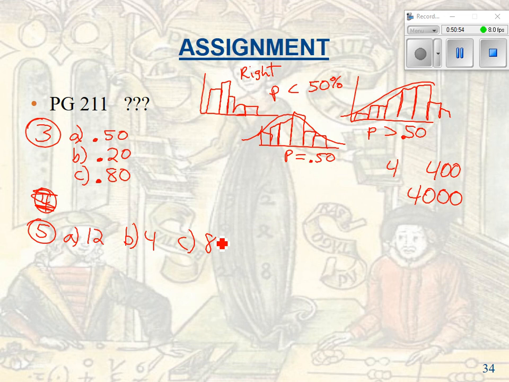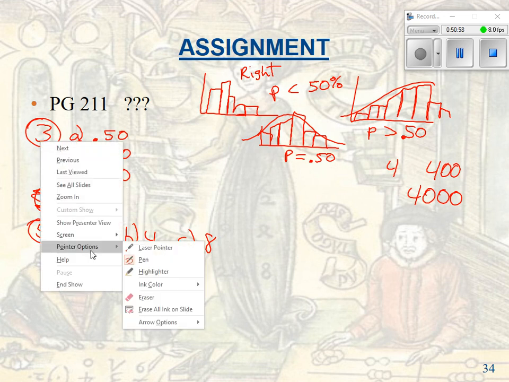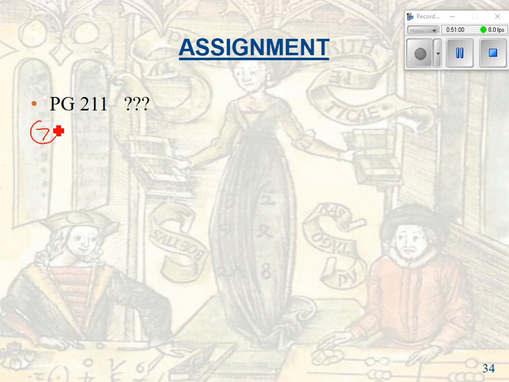Number 7. Are you serious? You gotta switch back. Probably get a paper. On number 7, it says in each graph, which things are unusual. Remember, what's considered unusual? Less than what? Less than 0 or?